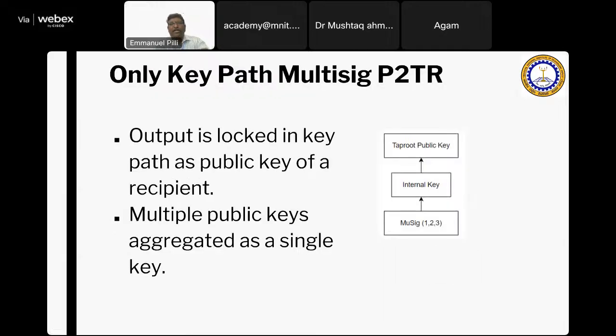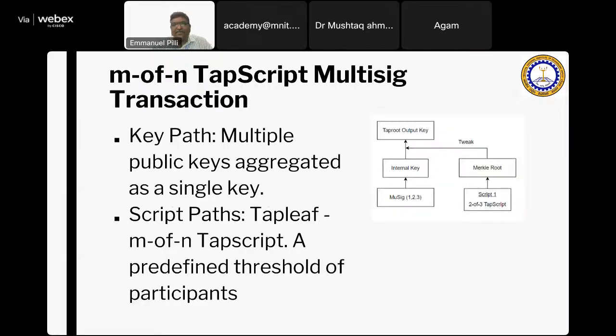For output key path multi-signature P2TR, the output is locked in the key path as the public key of a recipient. So you have MuSig, which is 1 or 2 or 3. The multiple public keys are aggregated as a single key. So it's called a one key path multi-sig P2 taproot. P2 taproot is one version of the protocol that is used. And in that, again, you have one key path multi-sig transaction, and M of n tap script multi-sig transaction. So there's a key path and there's a script path. You can see the script path is starting from the right-hand side. The key path is starting from the left-hand side.